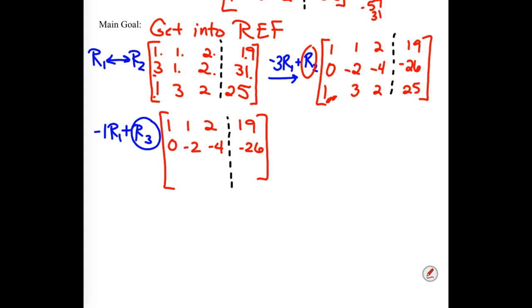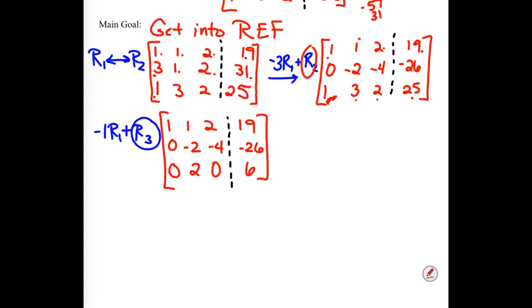All right, so negative 1 times the first row added to the third row gets me a 0. Negative 1 times this 1 is negative 1. Added to 3 is 2. Negative 1 times the 2 added to 2 is 0. Negative 1 times 19, negative 19, added with the 25 is 6. Is my first column done?